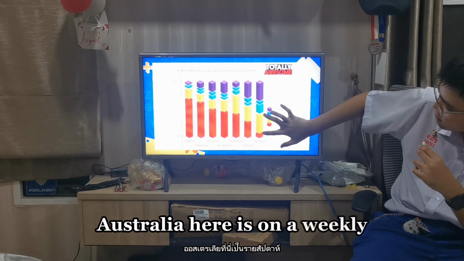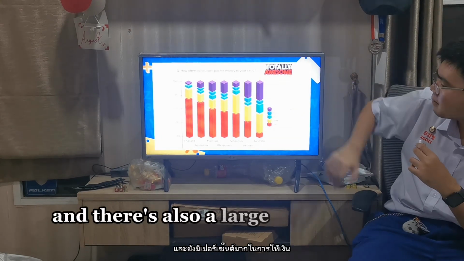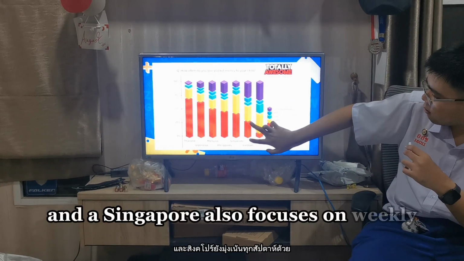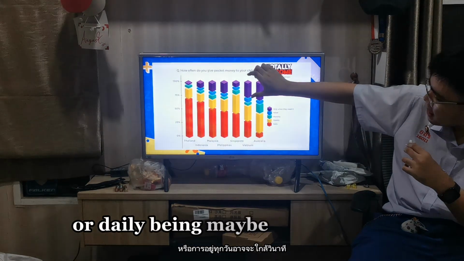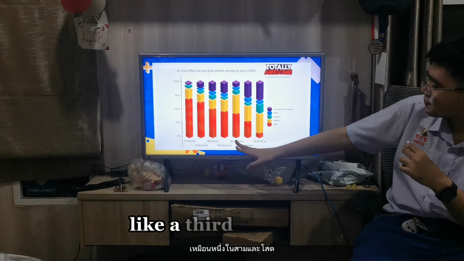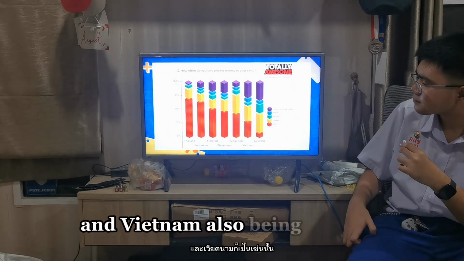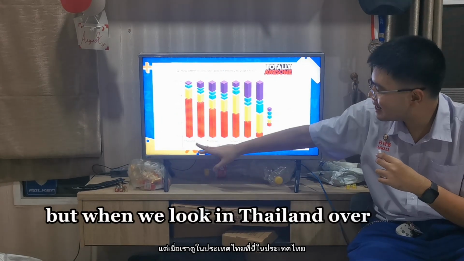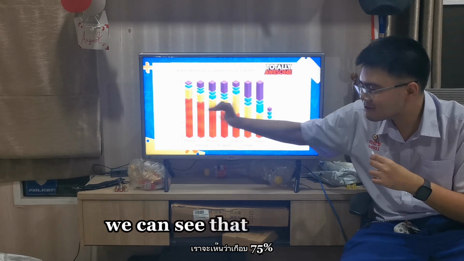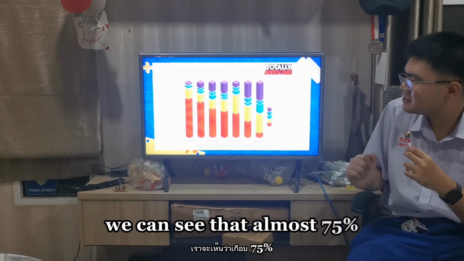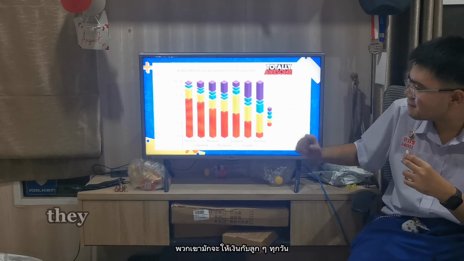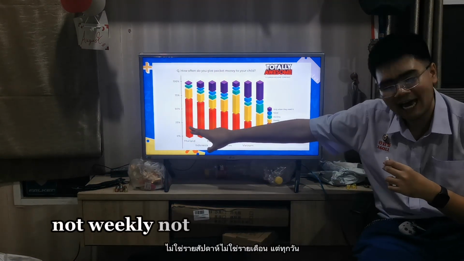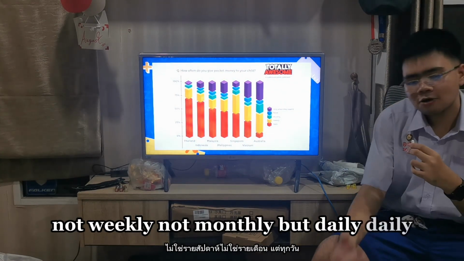is on a weekly basis. There's a large percentage on weekly, and there's also a large percentage on giving money only when they need it. And Singapore also focuses on weekly, with daily being maybe a close second, and only when they need it like a third, and Vietnam is also like that. But when we look at Thailand, over here in Thailand, we can see that almost 75% often give money to their children daily. Not weekly, not monthly, but daily, almost daily.